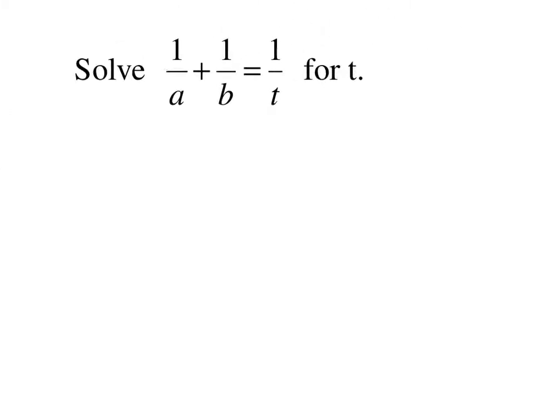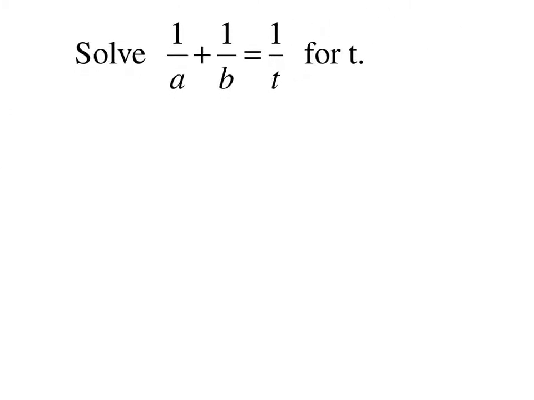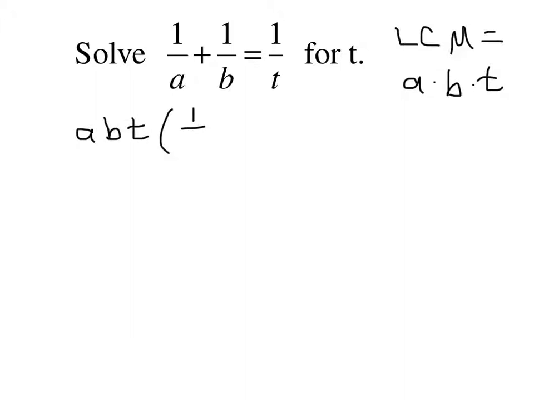Let's solve this equation for t. Clear the fractions. What is the least common multiple of all of these denominators? A, b, and t. The least common multiple is just the product, a times b times t. So we're going to multiply both sides of this equation by abt.